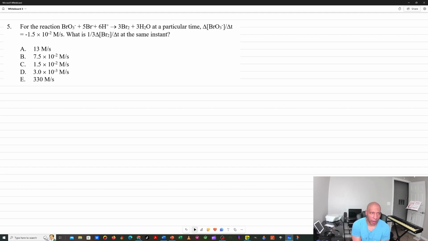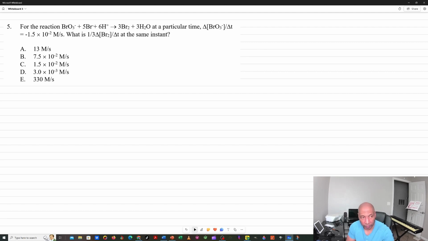Okay, for the reaction, let's see what I have here. 1 mole of bromate is reacting with 5 moles of bromide and 6 moles of protons to give 3 moles of bromine and 3 moles of water. At a particular time, the change in the bromate concentration with respect to the change in time is negative 1.5 times 10 to the negative 2 moles per liter per second. It's a reactant, so of course the concentration is going to decrease with time, so it is going to be a negative number. They want to know what is one-third the change in the bromine concentration with respect to the change in time.